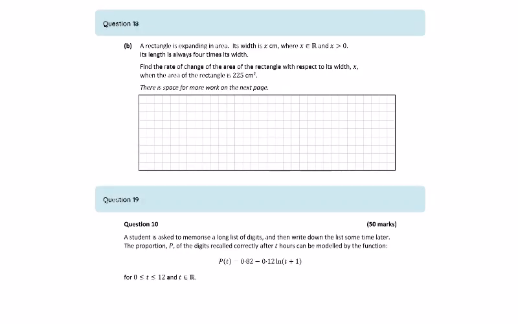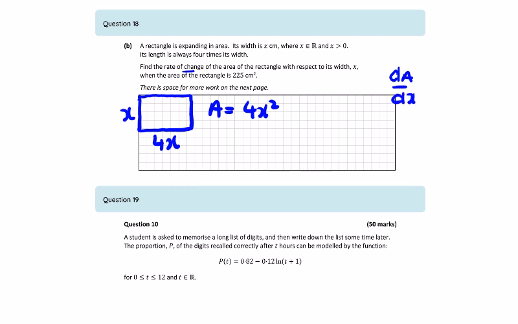This question, we have a rectangle expanding in area. Its width is x. So let's go x, draw the rectangle. So the width is x and the length is always 4 times its width, so 4x. So you get the area straight away. The area is 4x squared. Find the rate of change, so we're looking for dA/dx.